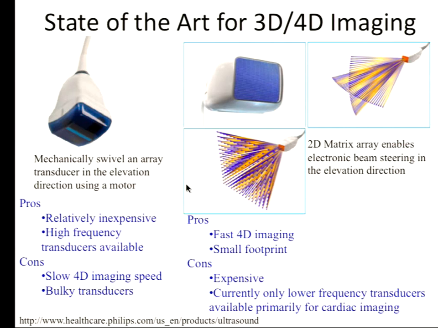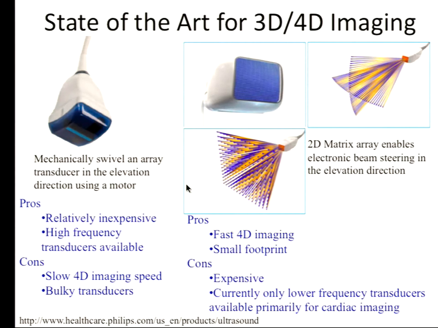So there are two conventional technologies. One is using a mechanically swiveled transducer. So it's a conventional linear array transducer, for example, or a curved array transducer that is mechanically swiveled in the elevational direction. So you get a stack of 2D planes, and you can reconstruct a 3D volume from that. Recently, for cardiac imaging, there have been matrix array transducers developed. These have a two-dimensional array of transducer elements, so you can actually now focus in the elevational plane. This is something that was not possible with the conventional 2D imaging methods.